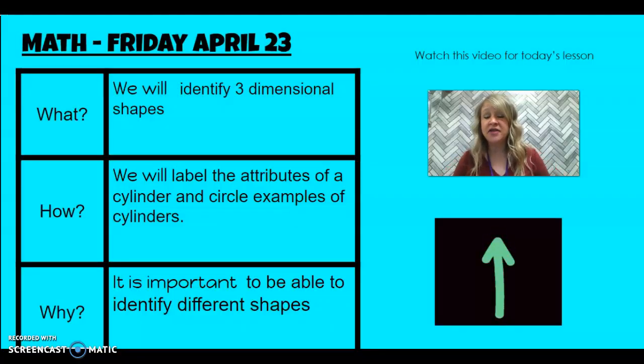Today we will identify three-dimensional shapes. We will label the attributes of a cylinder and circle the examples of cylinders. It is important to be able to identify different shapes.